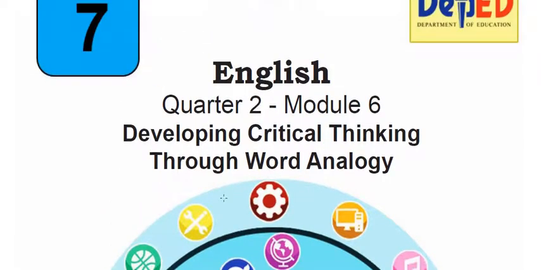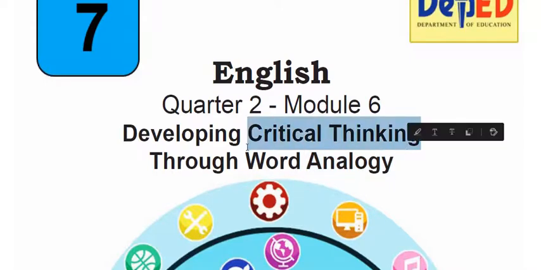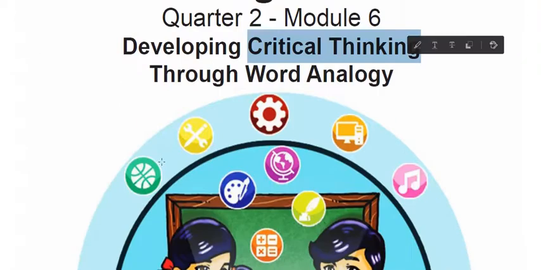Okay, so I know you are very much familiar with analogy because we already discussed this one under quarter number 1, module number 1. So when we say analogy, it is based on the relationship of words. You need to analyze the pair of words for you to find their relationship. And through analyzing an analogy, you will develop critical thinking because you will think of the proper word to supply the incomplete analogy, and so on and so forth.